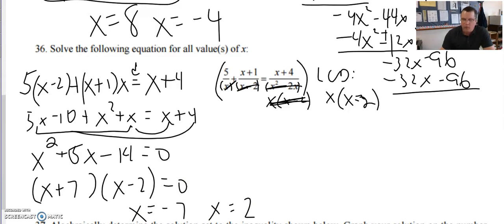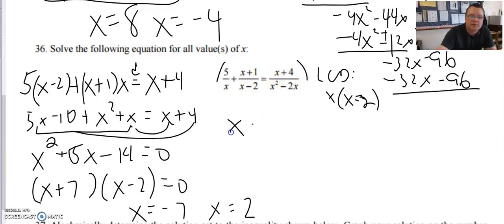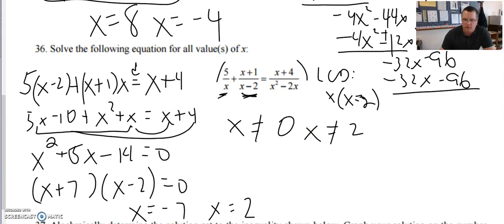Okay? Now, what I did not do in the beginning was identify where it's undefined. So x cannot be 0, x cannot be 2, because that's here and here. So therefore, this x equals 2 is an extraneous root. That is gone. So the only solution is x equals negative 7.